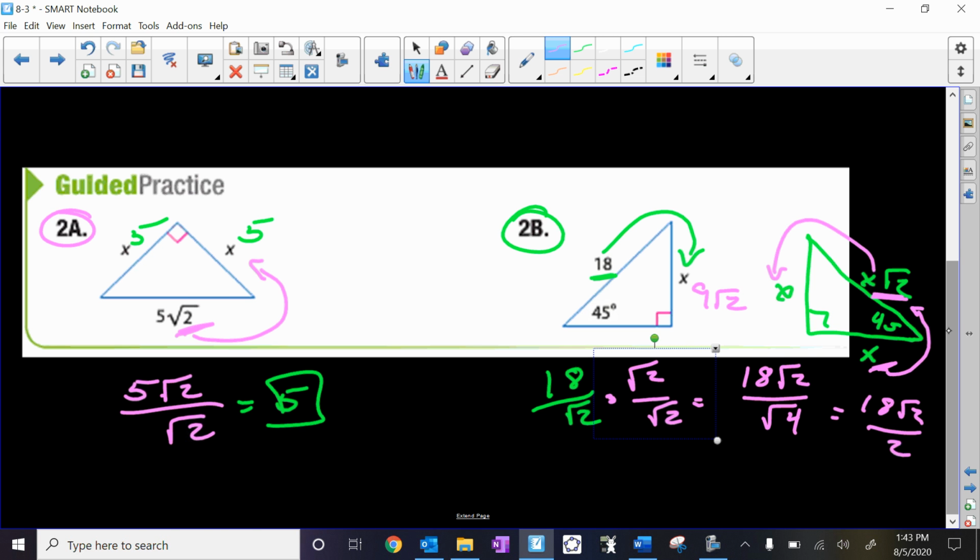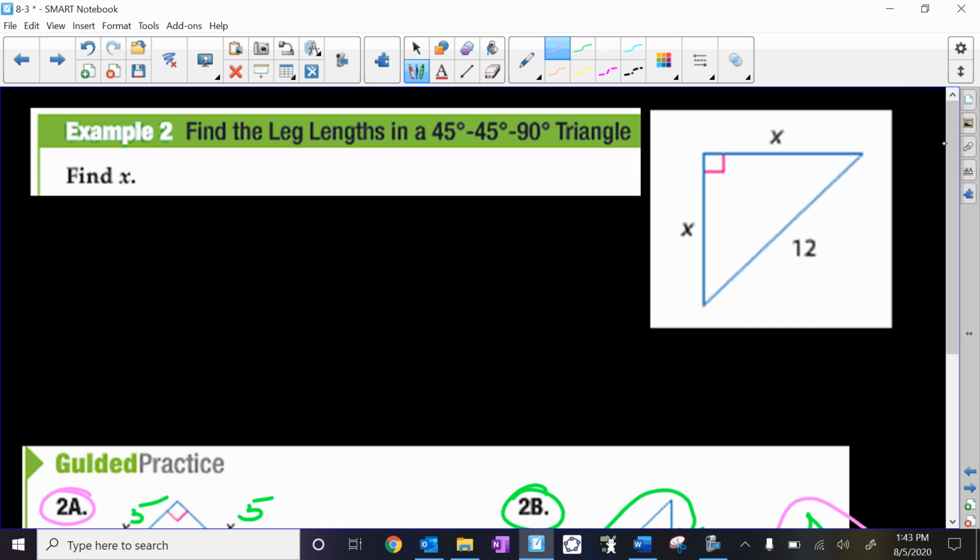I have one more just like that one up here at the top. Notice on this one, 12 is represented by the hypotenuse, and I want to get to the leg. So to do that, we're going to take 12 divided by the square root of 2. Again, rationalizing the denominator, we're going to multiply by the square root of 2 over square root of 2, because that's the same thing as 1.